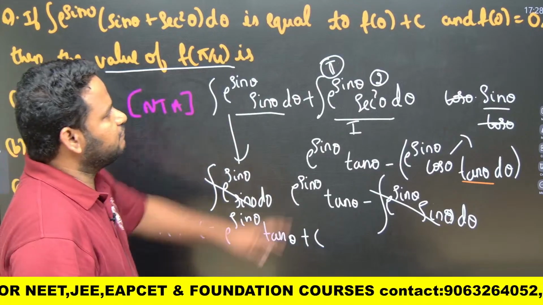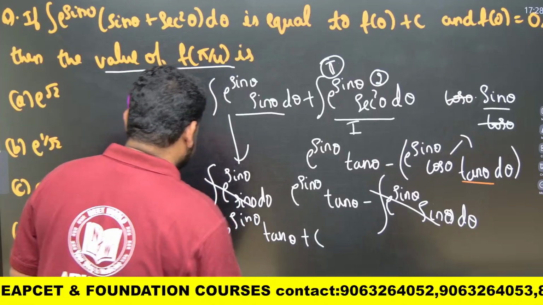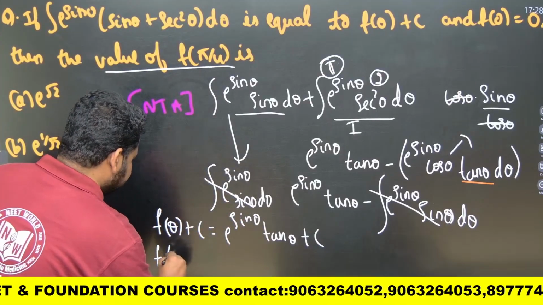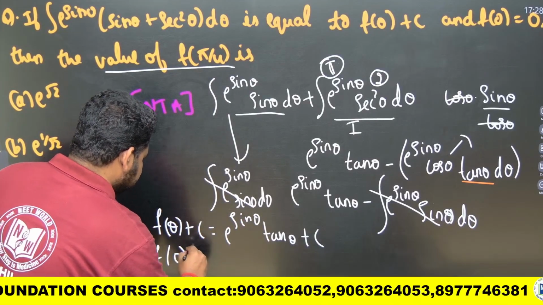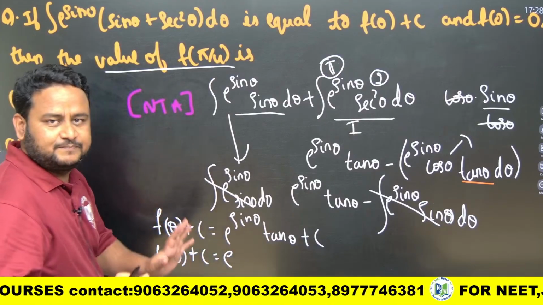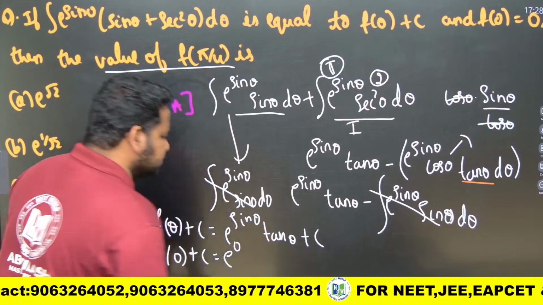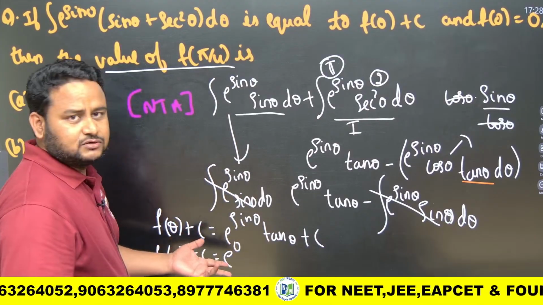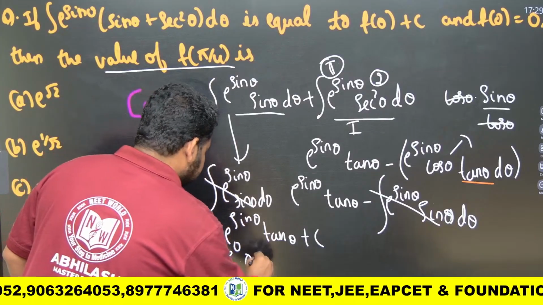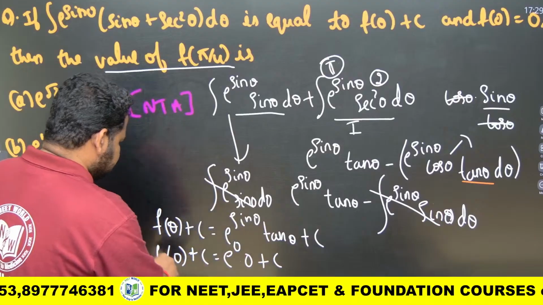Now if I put f of 0, what will happen to this function? f of 0 plus c will give me what? It is nothing but equal to e power sin 0. Sin 0 is 0, and what is the value of tan 0? Tan 0 is also 0. Zero plus c. So this will be 0, this will be 0.